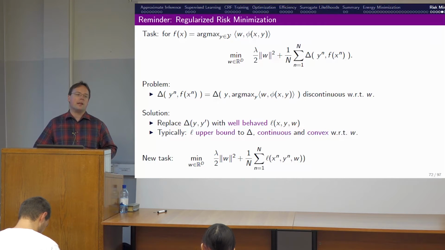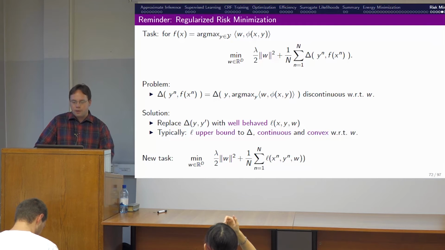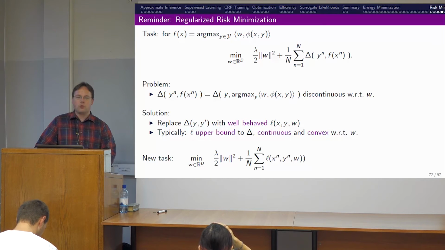So people came up with a nice trick. Instead of this delta function of two arguments that measures exactly the loss for a discrete prediction, you replace it with a surrogate loss function L, which is an upper bound to the true loss. At the same time, it should be continuous and convex with respect to the unknown parameter. Why is that a good thing? Well, if we replace our loss with the upper bound on the loss, then we will get a function that is an upper bound to the original function we care about. If we can minimize this guy, we know that the true thing is smaller or equal to what we minimize.